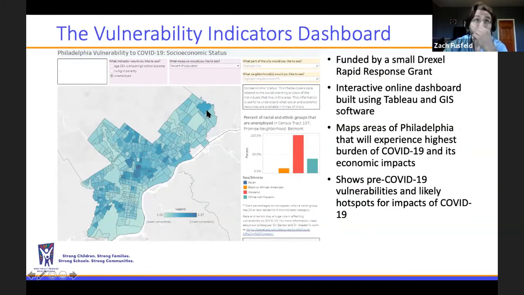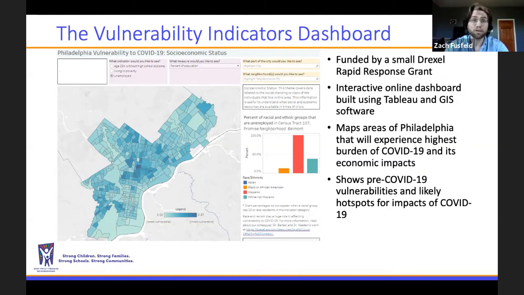And so as a part of the data and research core within the Promise Neighborhood, whose central goal is to direct all of the data and research components within the Promise Neighborhood, we applied to and were awarded a Drexel Rapid Response Grant to build an interactive dashboard showing neighborhood level vulnerability to the health, social, and economic impacts of the pandemic. And since we were interested in mapping and describing areas and populations that might be most likely to experience the negative economic, health, and social impacts of COVID, we developed 3 dashboards.